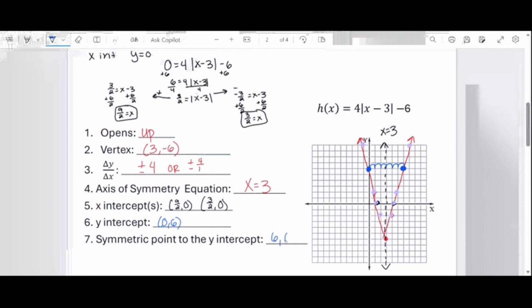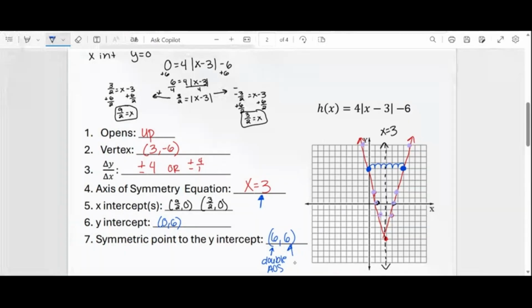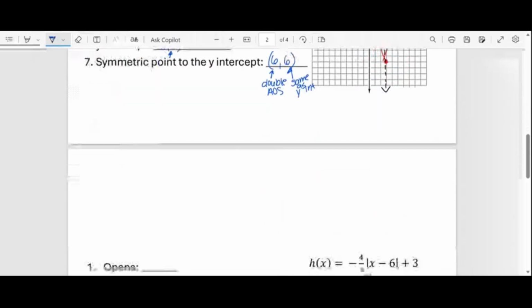As a reminder, your symmetric point is double the value of your axis of symmetry. So double the number 3, which is your axis of symmetry, and then same as the y value from your y-intercept. And that'll work every single time. Okay, we got 2 more.